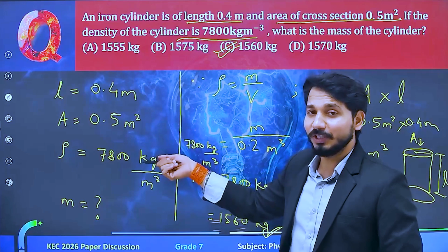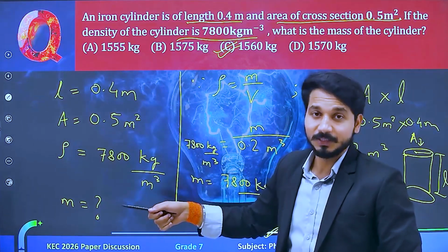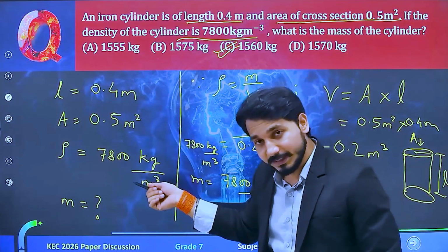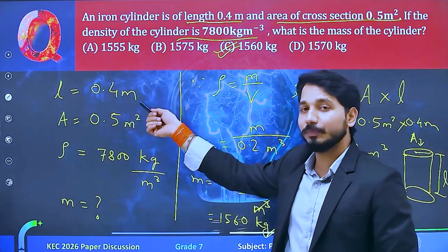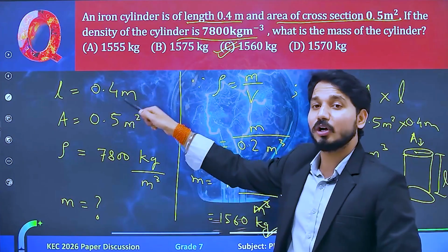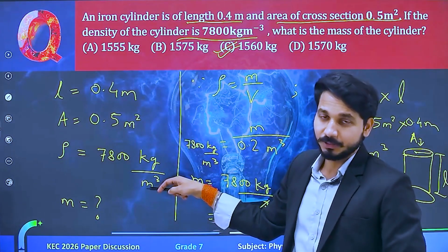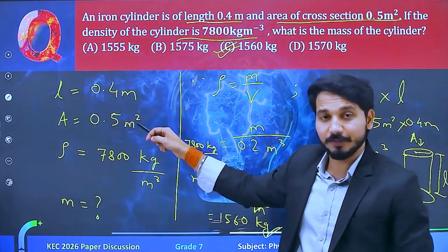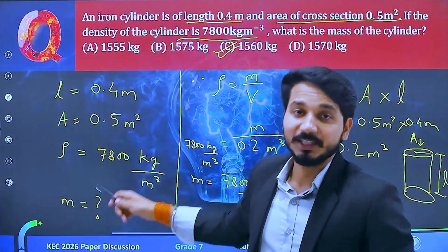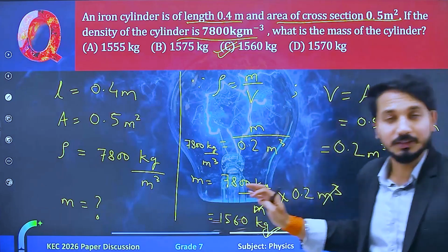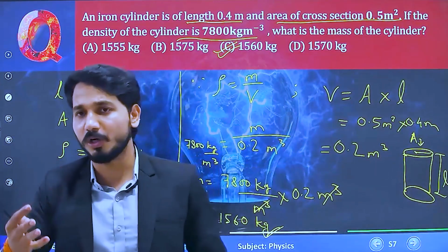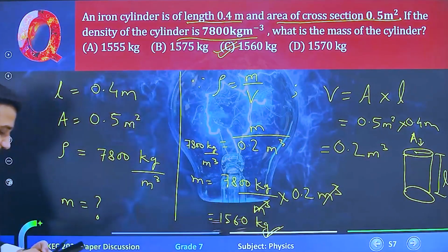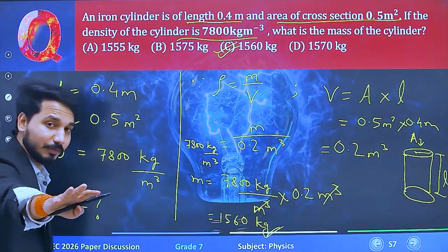if any of the unit might have given in CGS system, then it's our responsibility first to check the unit, whether all the units are in SI system or CGS system. If any of the unit might be in a different system, we have to convert all the units in one system, right? Suppose length might have been given in centimeter, CGS system, then it is mandatory for us to convert centimeter into meter, then start substituting their values in the formula. Remember this, if they want to increase the difficulty level, they will change the unit, right? Clear? So option C is the correct answer for this question.